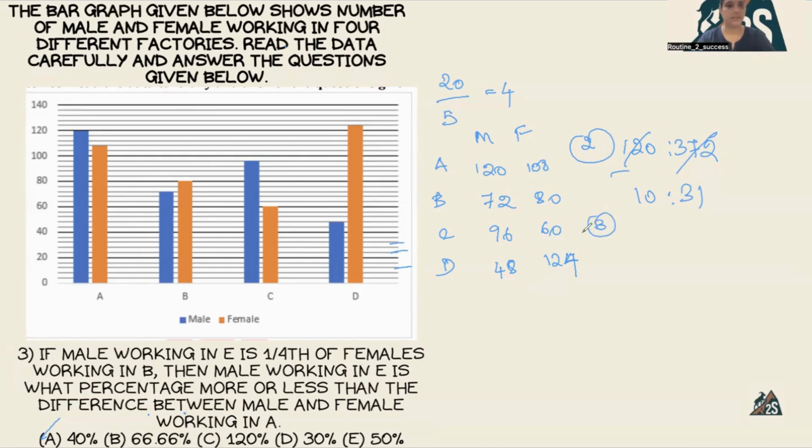Let us work on the third sum. The male working in E, they are speaking about E male, is 1/4 of the female working in B. So it is 20. It is what percentage more or less than the difference between male and female? A male minus A female, which is 12. So 20 minus 12 divided by 12, 8 by 12, that is 2 by 3, which is 66.66%.